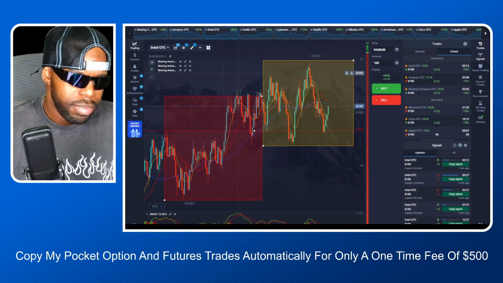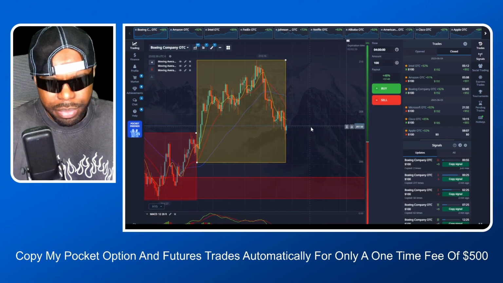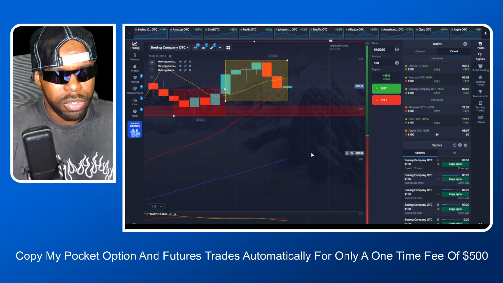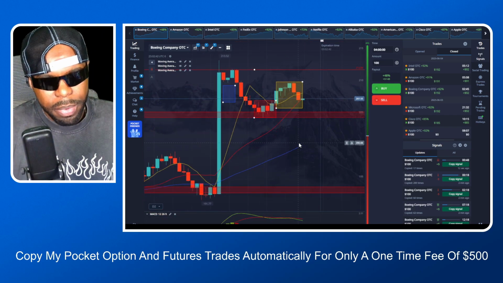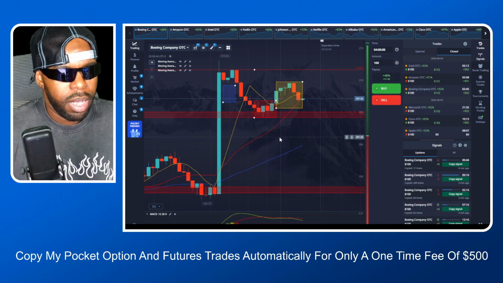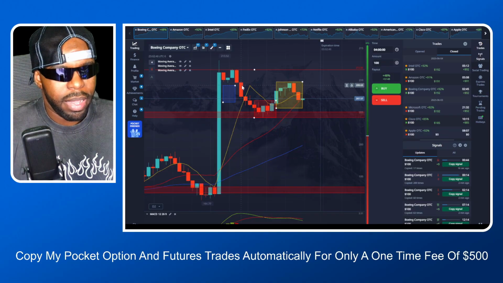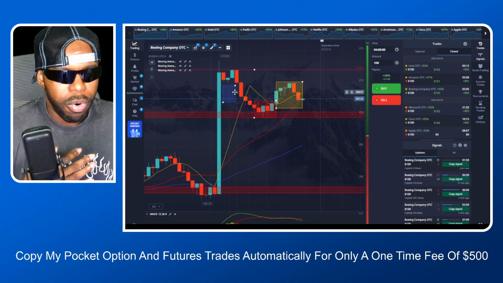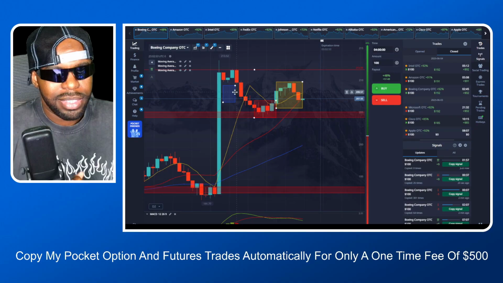All right, so let's get into it. So I already kind of marked up a couple of my charts. What I like to do is mark up my supply and demand zones on the 1 hour. This is how I'm able to get in some really sniper entries when it comes to Pocket Option. These zones that I mark up are support and resistance zones that I can take trades off of.